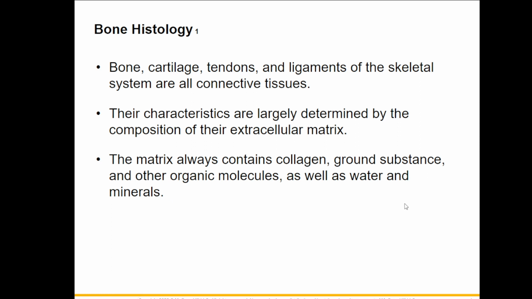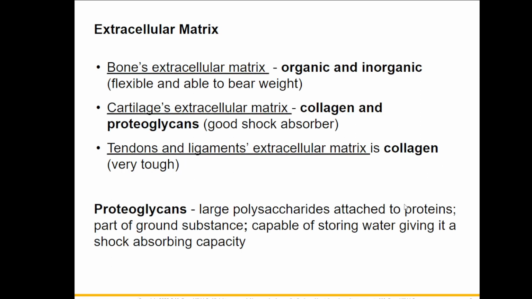In fact, these are the different matrices of the different components of the skeletal system. So the bone's extracellular matrix is composed of organic and inorganic compounds. We've already talked about organic and inorganic compounds in chapter 2, if you still remember, the chemical basis of life, right? So organic, when you have a lot of carbons, and inorganic when there is no carbon. The organic and inorganic compounds of the extracellular matrix of bone allow it to be flexible, but more importantly, to be able to bear weight.